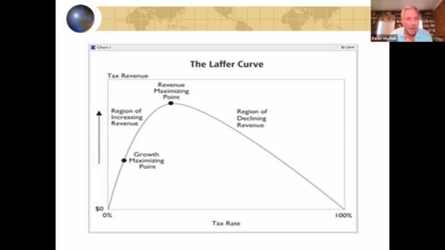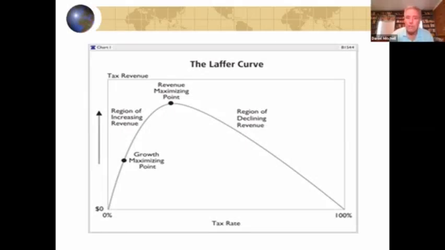And the growth maximizing point of the Laffer curve is where you raise enough money to finance the legitimate functions of government, a court system, the rule of law, maybe some basic infrastructure. We'll talk about this in my second lecture about the economics of government spending, but I'm simply trying to get across the point that the growth maximizing point of the Laffer curve is going to be much farther to the left than the revenue maximizing point of the Laffer curve.